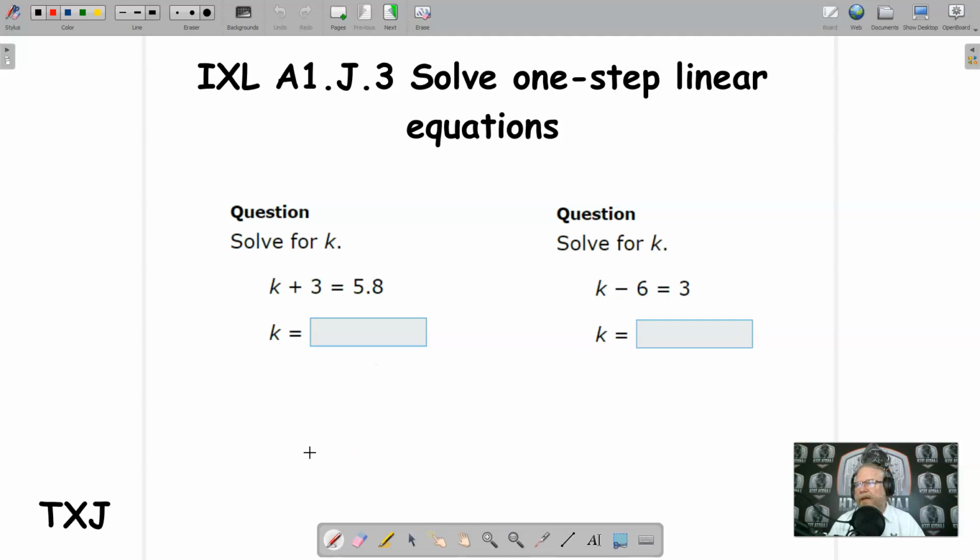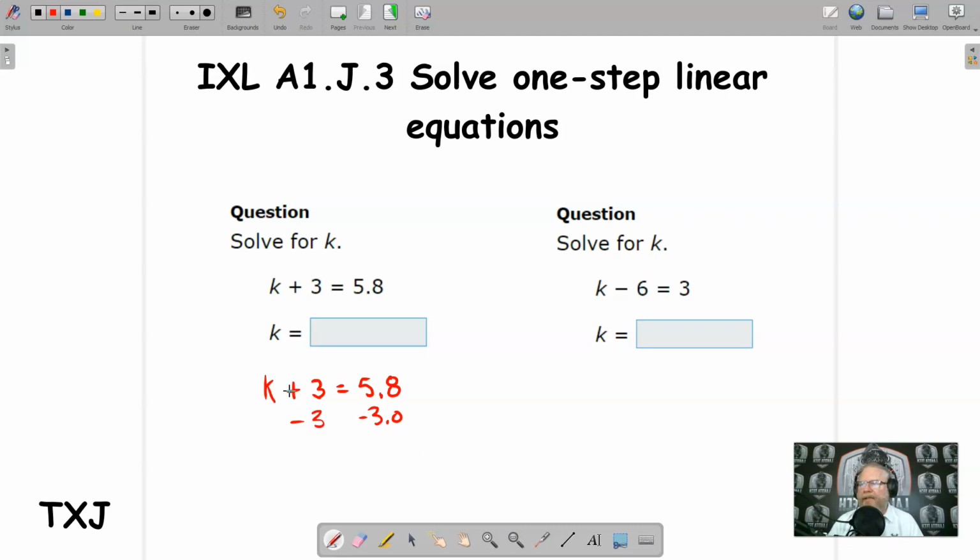So on the first one here, we have k plus 3 equals 5.8. I think I said 5/8 the first time. It's 5.8. So the 3 is tied to the k through addition. The opposite operation of addition is subtraction. So we're going to subtract the very number we wish to get rid of, which is 3. And what we do to one side, we're going to do to the other. And I'll make that 3.0 just since it's decimal, to line it up.